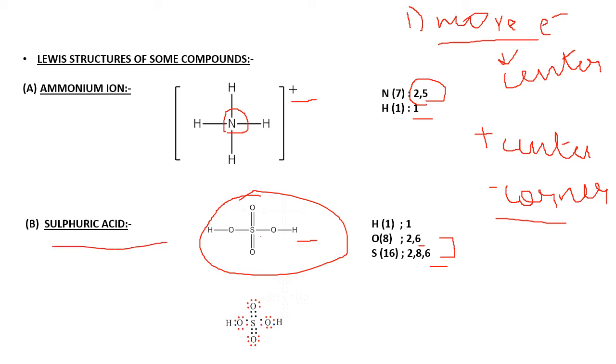Similarly in H2SO4, sulfur requires 2 electrons, but look carefully, it has a third shell. In the third shell the maximum number of electrons is 18. That's why it can share more than 2 electrons. That's why here 2 double bonds and single bonds are formed. Sulfur is the exception, it is not obeying the octet rule. Some exceptions are there.